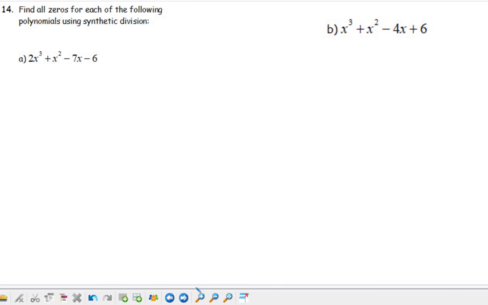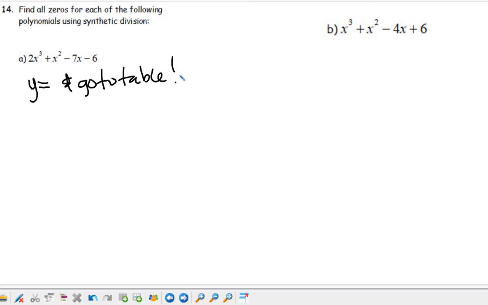Okay, so find all the zeros for each of the following using synthetic division. So, rational root theorem, but this is a calculator test, and my job to help you with a calculator test like the ACT is to use the calculator to your advantage. So what I would do is put this in y equals and go to the table. You should be able to find at least one root that way.